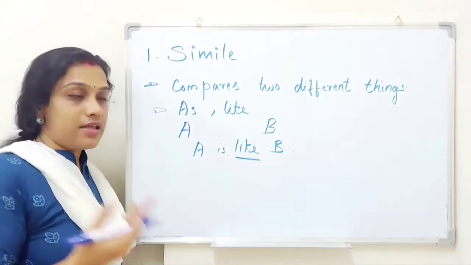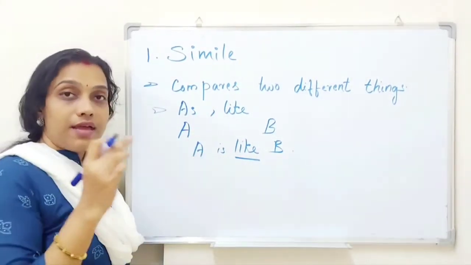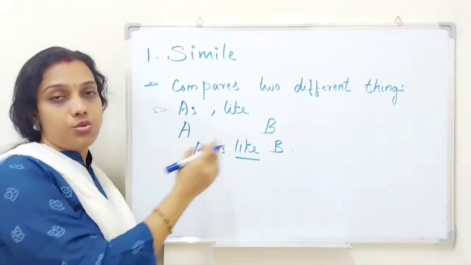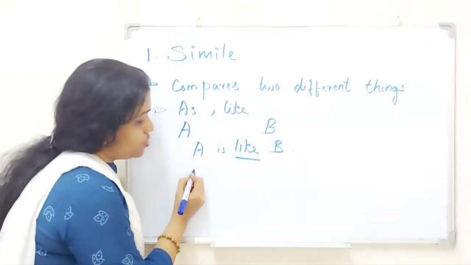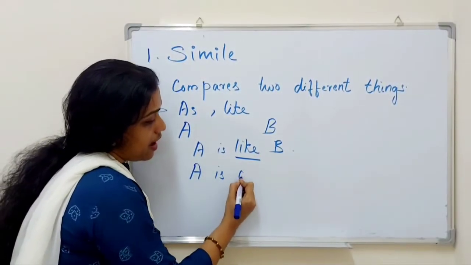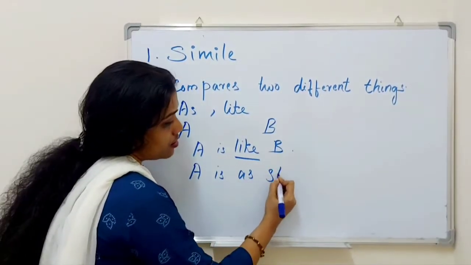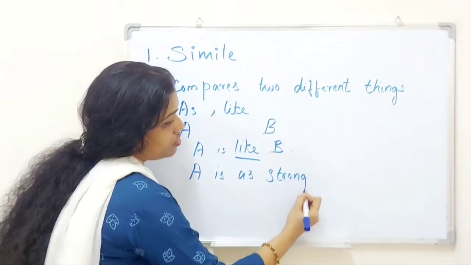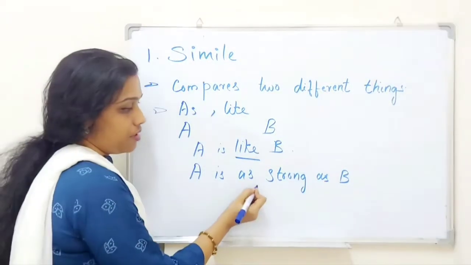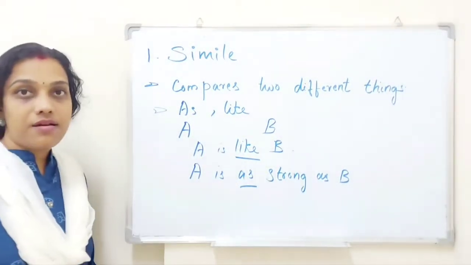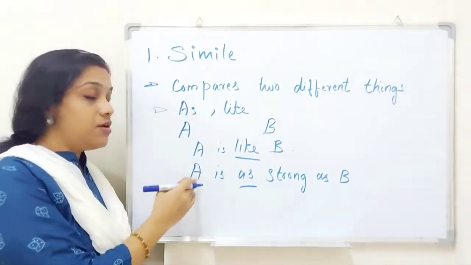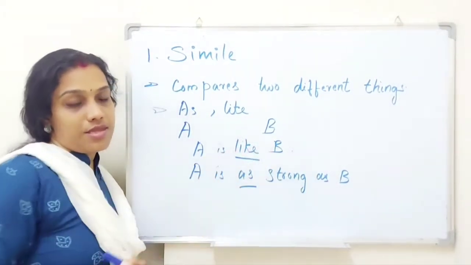Like that we can use another word, that is as. For that we have to mention some quality that makes us compare these two dissimilar things, right? So we can write A is as strong as B, right? Here we are using another connecting word as. Here also we are making a comparison between two different things.